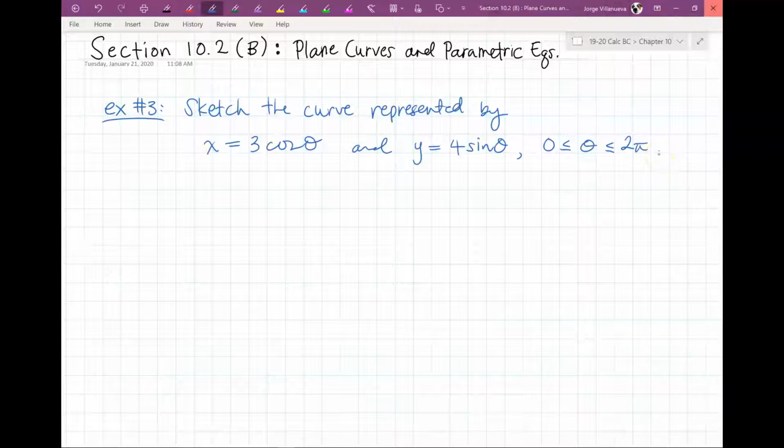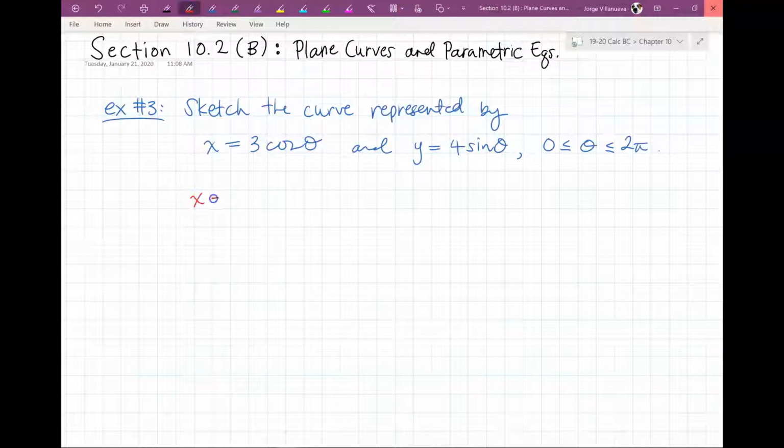You could go ahead and make a table for this if you want to. But sometimes whenever you're doing trig functions, it's a lot easier to just solve for the trig functions and use an identity that could be useful. Let me show you what I'm talking about.